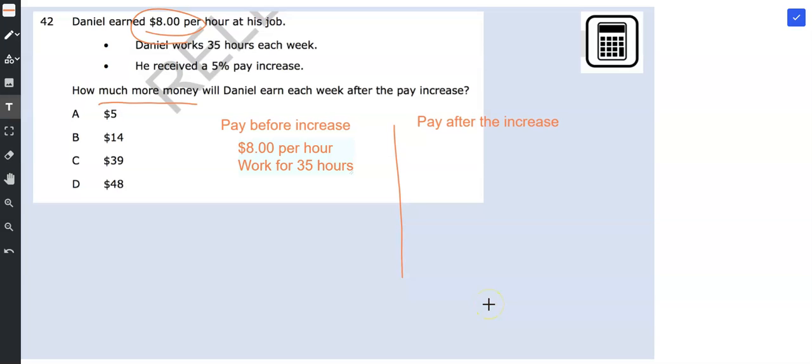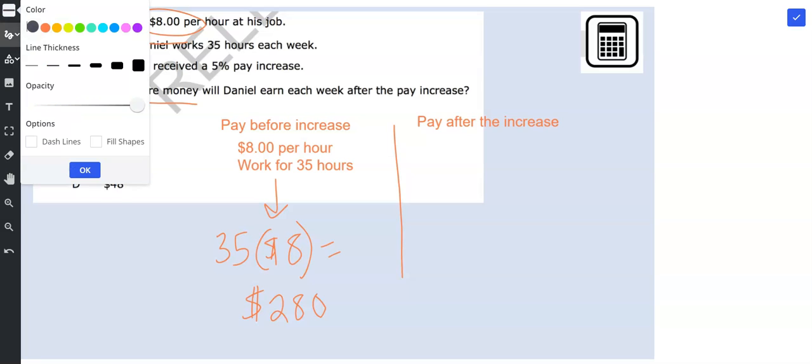So to figure out how much Daniel makes in 1 week, all we need to do is take how many hours he worked, so 35 hours, multiplied by the amount of money he makes per hour. So 35 times 8, we're allowed to use a calculator. 35 times 8, we get $280. And that's before his pay increase.